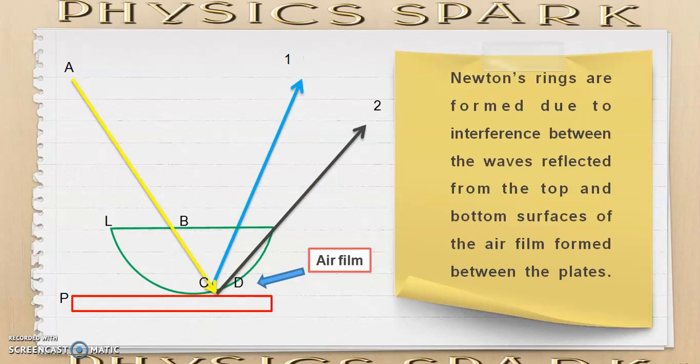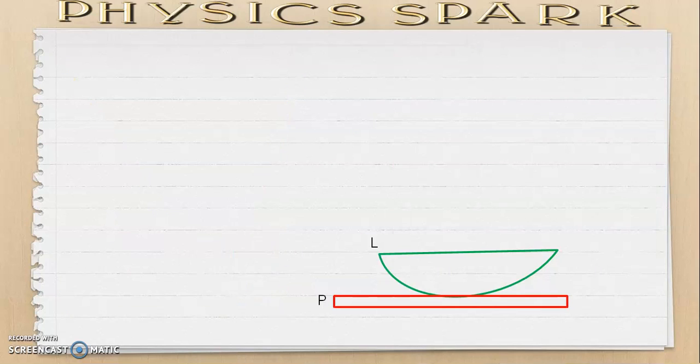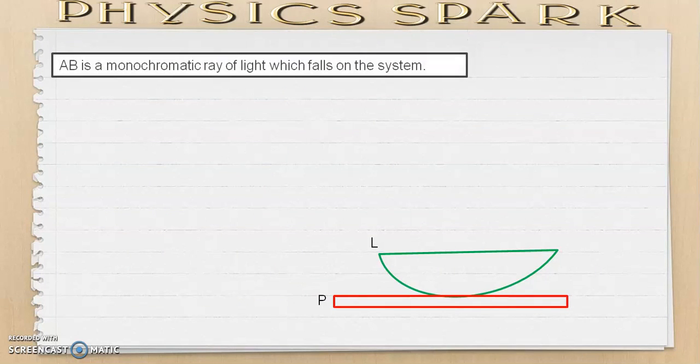Newton rings are formed due to interference between the two waves reflected from the top and bottom surface of the air film formed between the glass plates. Means here in the air film, the interference between the two waves takes place and we get Newton's rings. Let's see how this is formed.